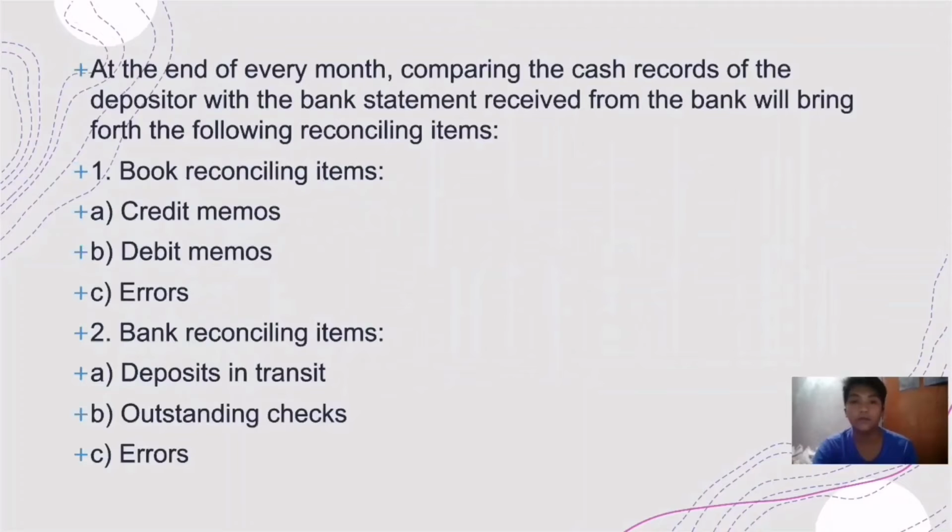At the end of every month, comparing the cash records of the depositor with the bank statement received from the bank will bring forth the following reconciling items. Number one is book reconciling items: A, credit memos; B, debit memos; C, errors. Number two is bank reconciling items: A, deposits in transit; B, outstanding checks; C, errors.